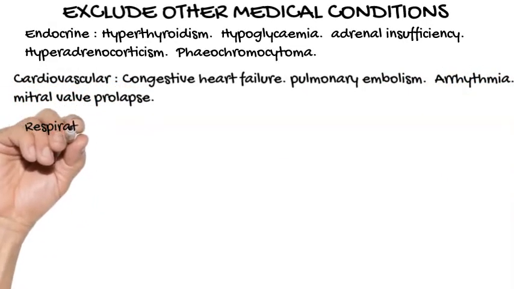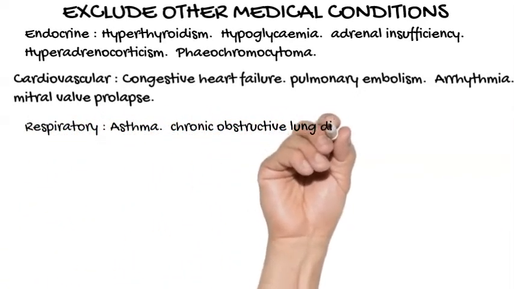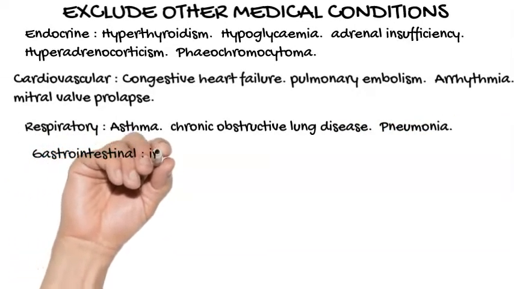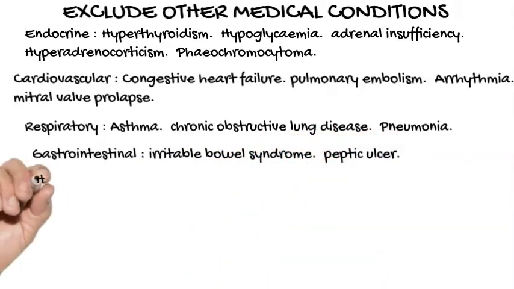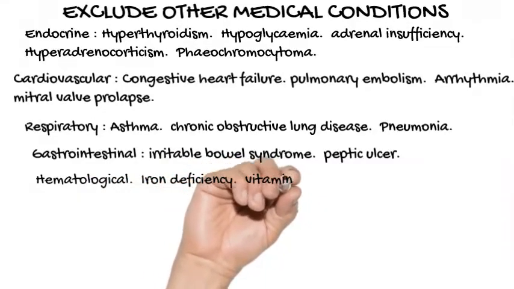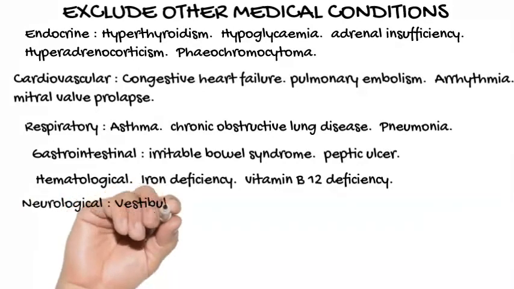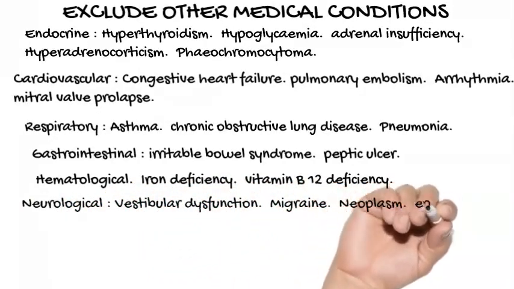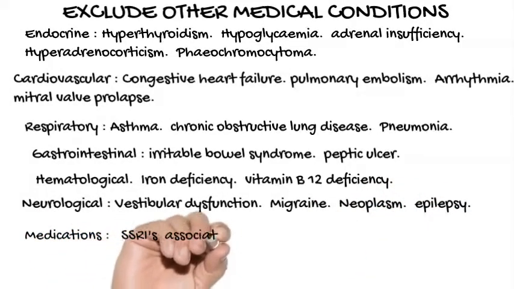Cardiovascular: congestive heart failure, pulmonary embolism, arrhythmia, mitral valve prolapse. Respiratory: asthma, chronic obstructive lung disease, pneumonia. Gastrointestinal: irritable bowel syndrome, peptic ulcer. Hematological: iron deficiency, vitamin B12 deficiency. Neurological: vestibular dysfunction, migraine, neoplasm.